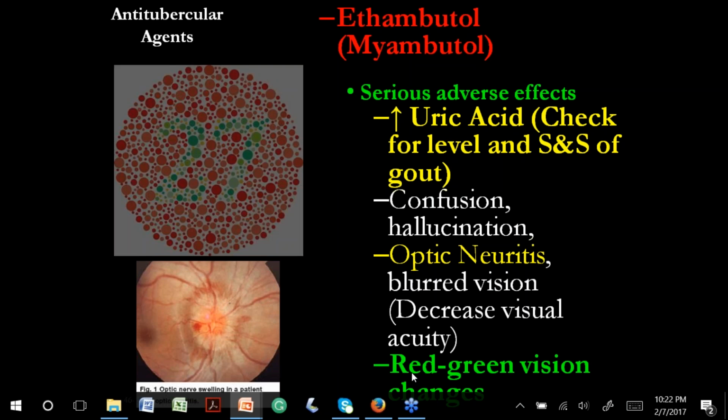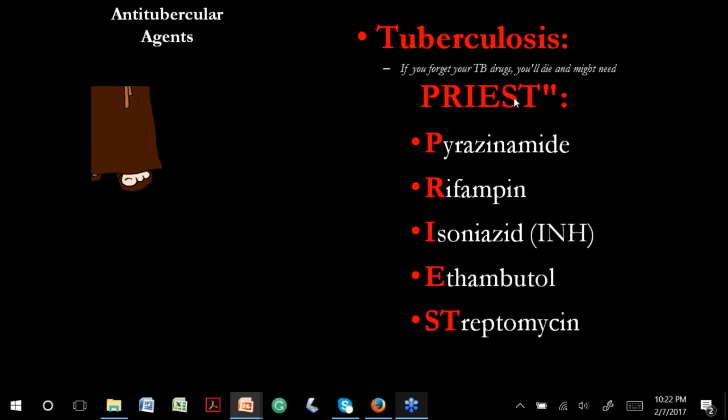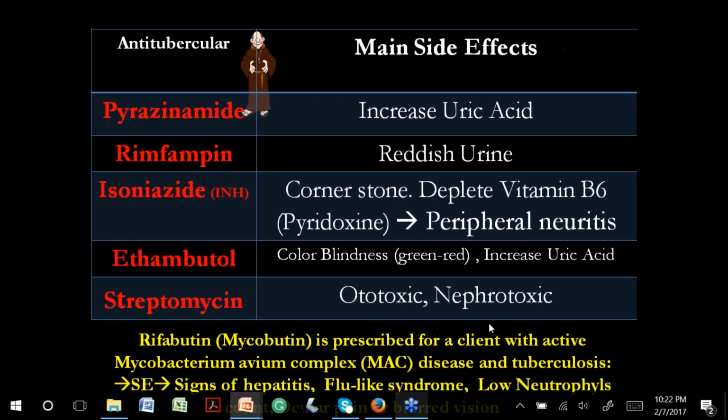One thing that we need to remember is the red-green vision changes. And the other one, we talked about pyrazinamide, right? Pyrazinamide at the beginning increases the uric acid. So ethambutol is also increasing the uric acid. So pyrazinamide and ethambutol are going to increase the uric acid. All right. Again, we have the mnemonic PRIEST, so I'm not going to repeat that. Streptomycin, we already talked about the side effects, the ototoxicity and nephrotoxicity.